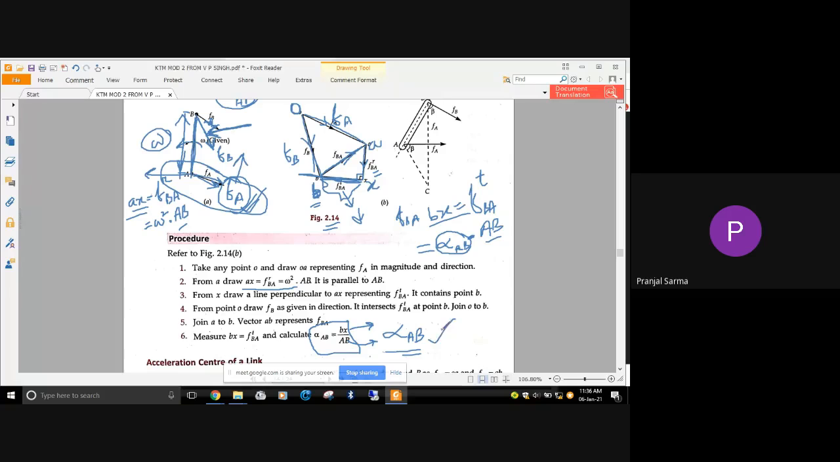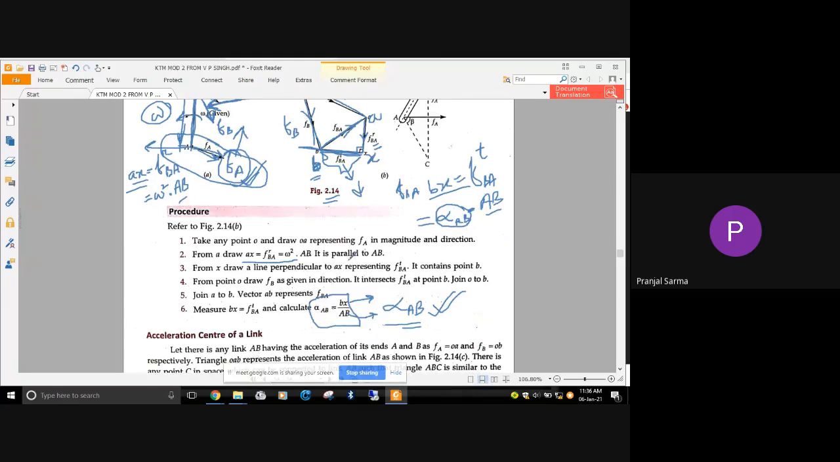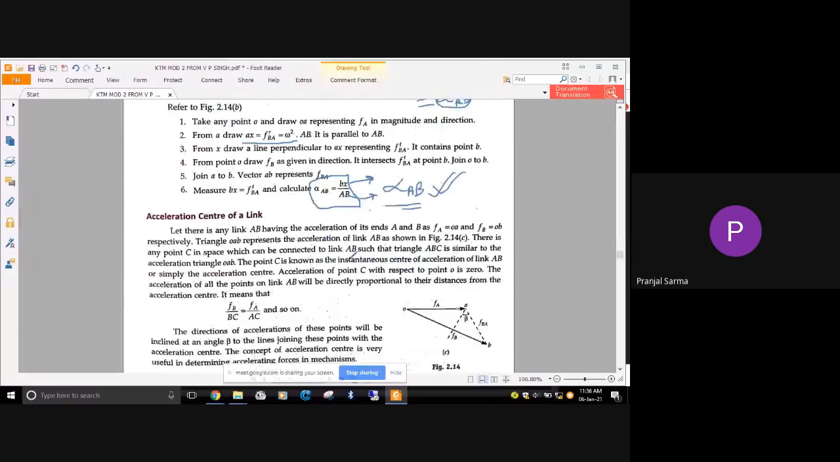Now it is known. From the figure, we have measured this value Bx, which is nothing but the tangential component. The tangential component is given by alpha into the link length AB. So from there, alpha can be obtained, and that was our task, to find the alpha value, the angular acceleration. Let me know whether you have understood.